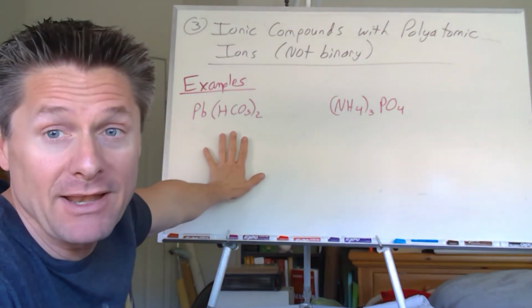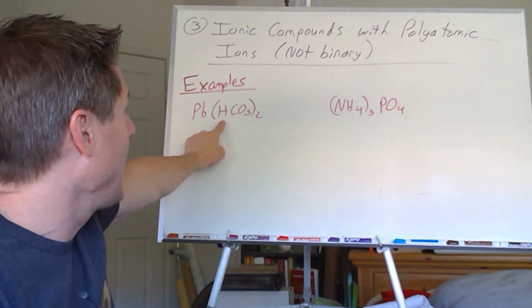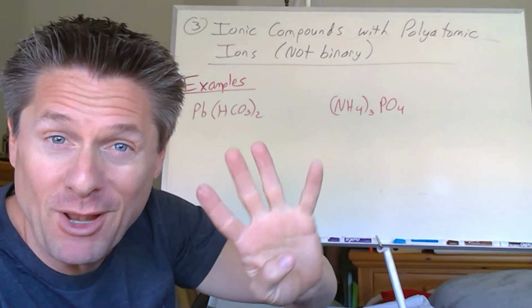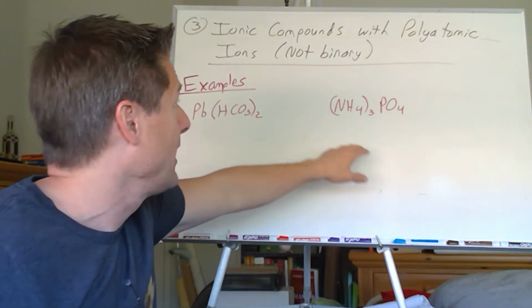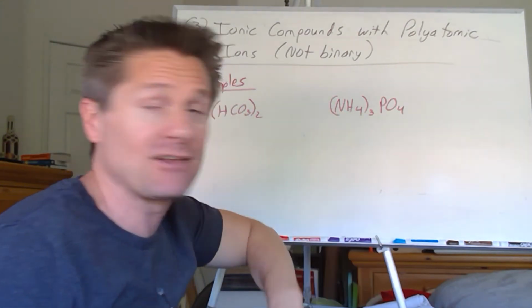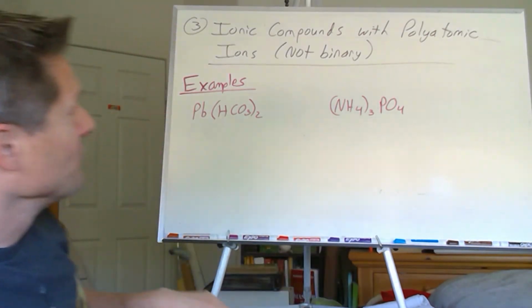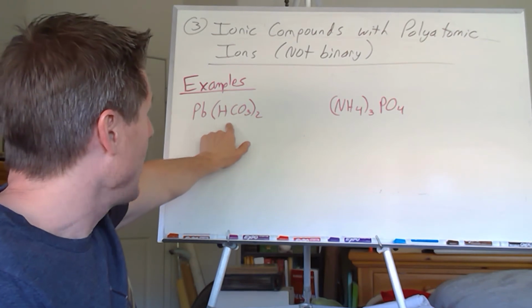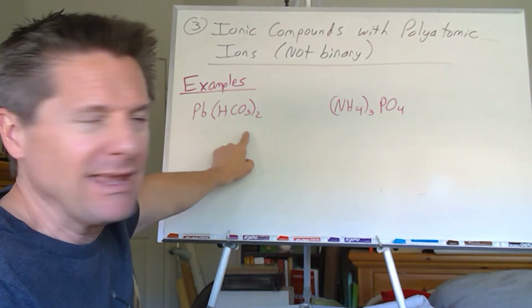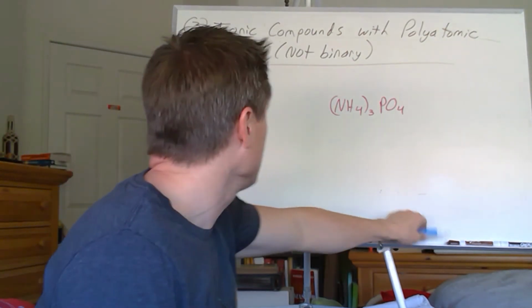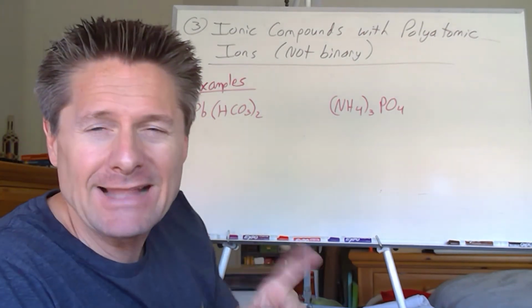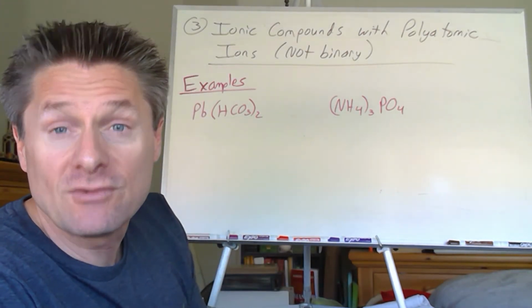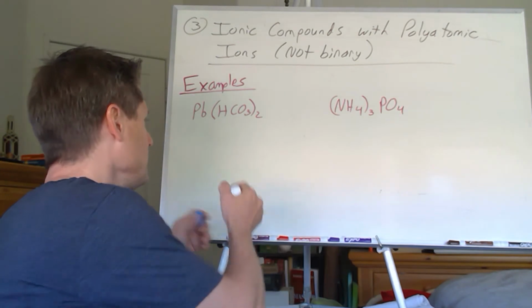Obviously, you can tell they're not binary, right? We've got lead, hydrogen, carbon, oxygen. We got 4 different elements in there. That's not binary. And here we've got nitrogen, hydrogen, phosphorus, oxygen. That's not binary either. We can do it. Let's take a look. You see the parentheses there? That's usually a big indicator you've got a polyatomic ion. And we've got lead, and lead's not a type 1 metal. It's type 2, so we're going to have to figure out the charge with the lead.